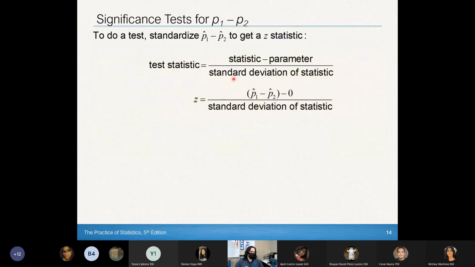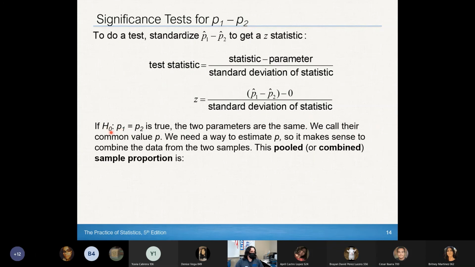Then to do a test, we standardize p hat 1 minus p hat 2 to get a z statistic. Right? We have the test statistic equals statistic minus parameter divided by the standard deviation of the statistic, which in this case will have z equals p hat 1 minus p hat 2 minus 0, because we're defaulting to when there is no difference, divided by the standard deviation of the statistic.